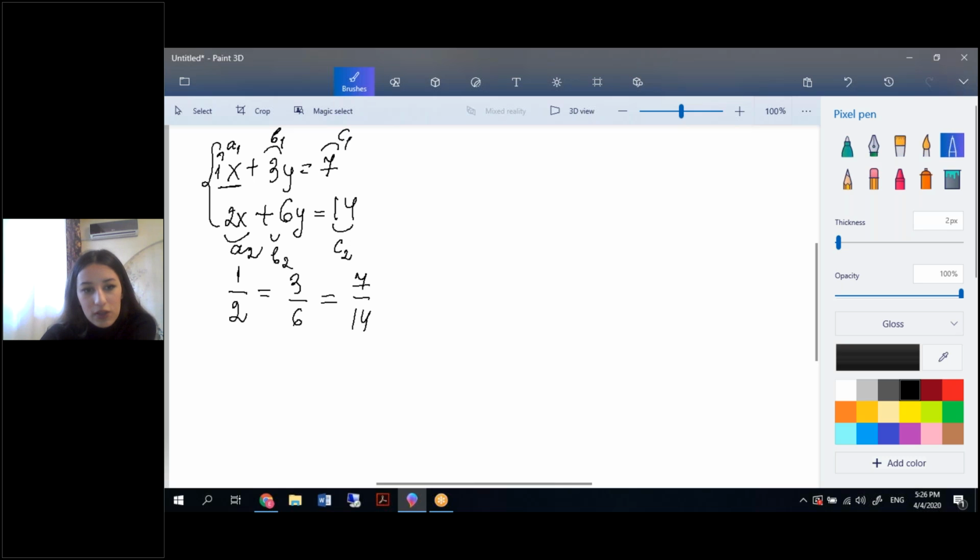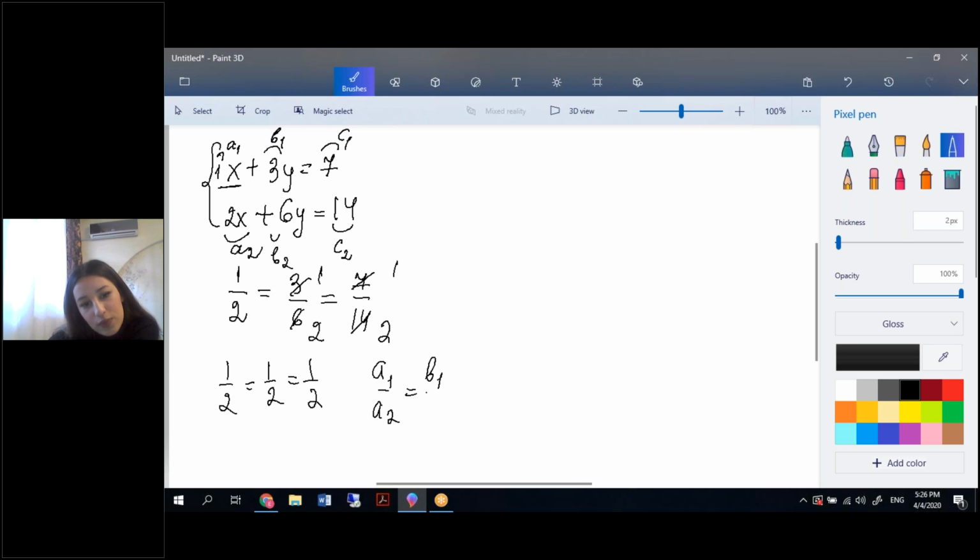Yes, they are equal, because if we simplify the second and third ones, we get 1 over 2. So 1 over 2 equals 1 over 2 equals 1 over 2. It means that a1 divided by a2 equals b1 divided by b2 and c1 divided by c2. In such a case, we know that we have infinitely many solutions for these simultaneous equations.